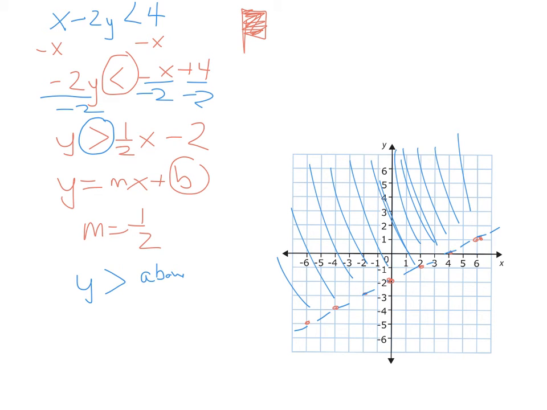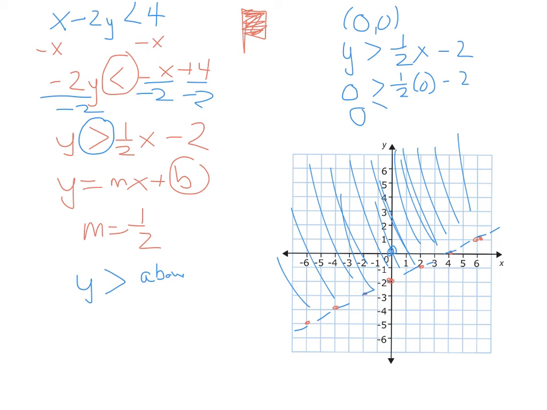I could always check out my test point. So my test point this time is 0, 0. My equation is y is greater than 1/2 x minus 2. So both my x and my y are 0. Is 0 greater than 1/2 times 0 minus 2? 0 greater than 0 minus 2? So the question is, is 0 greater than negative 2? That is true, and that's why shading in where the test point is would be correct. So I've shaded above the line, and that's correct. And this one is done.